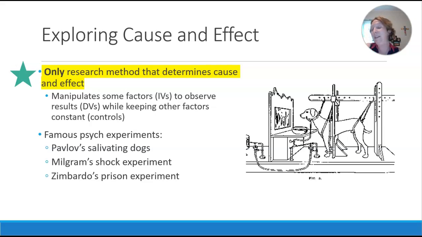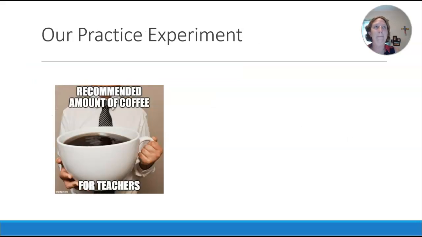Some famous psych experiments that you've possibly heard of include Pavlov's dog, Milgram's shock experiment, and Zimbardo's prison experiment. And if you have not heard of those, by the time you are done with this class at the end of our 2 terms, you will know what those are.